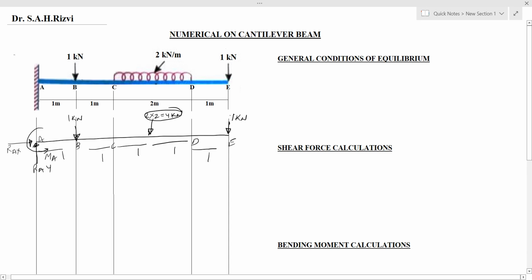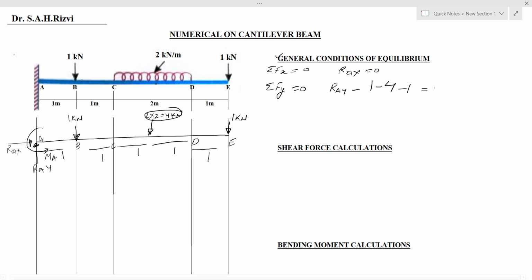After this, we will use the general conditions of equilibrium and we will find out the reactions. The general conditions of equilibrium are sigma Fx equals 0, that is all the forces that are acting along x axis are 0. From here we will get RAX equals 0. The next condition is sigma Fy equals 0. Here upward direction forces are positive and downward direction forces are negative. From here we will get the value of RAY equals 6 kilonewton.